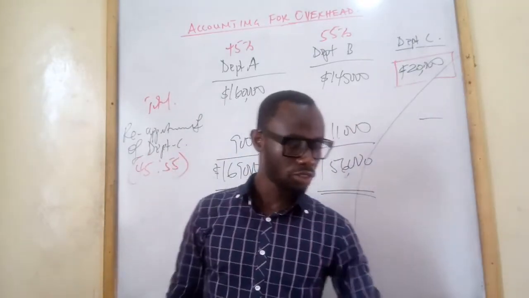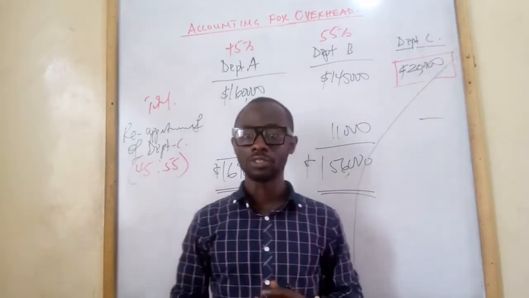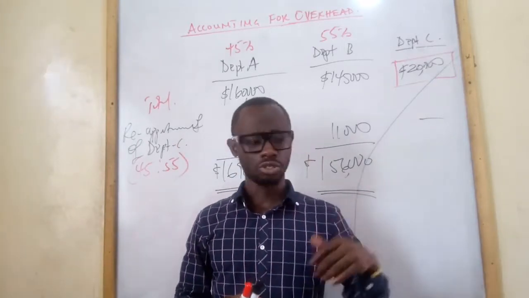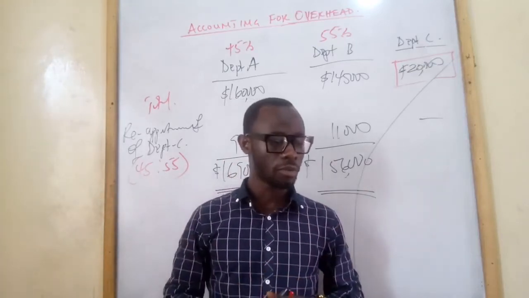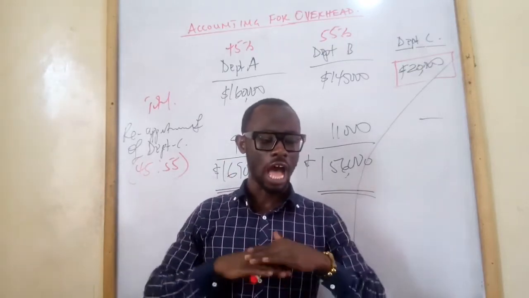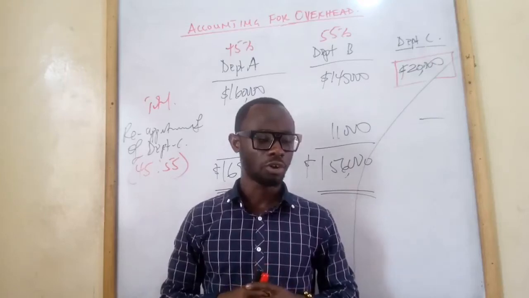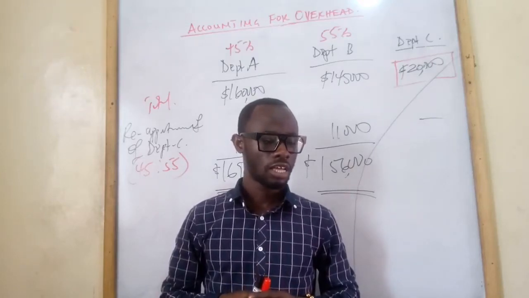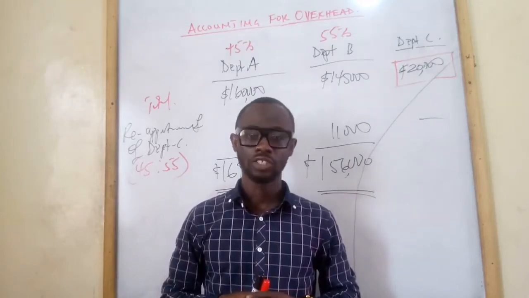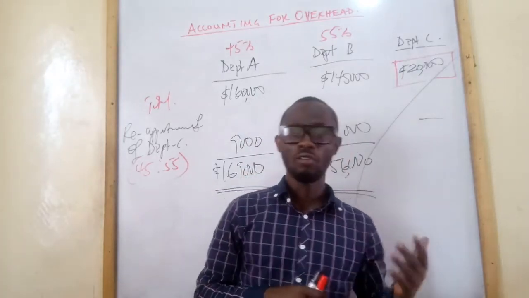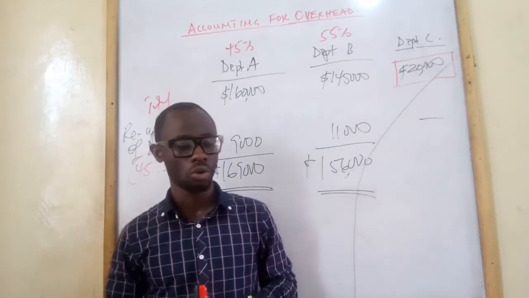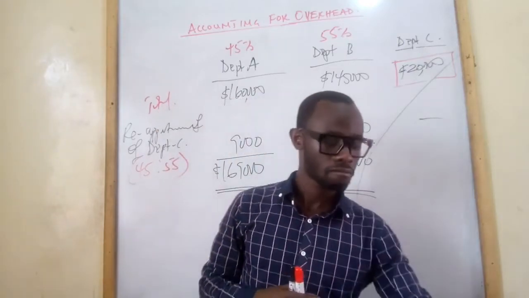The next thing we want to do is to look at overhead absorption. I just introduced you to that by the question we solved. Overhead absorption is simply the process whereby overhead costs are allocated and apportioned to production cost centers based on the job, the process, or the unit that is produced. Now, overhead absorption sometimes is called overhead recovery.